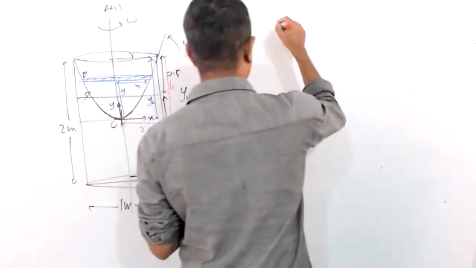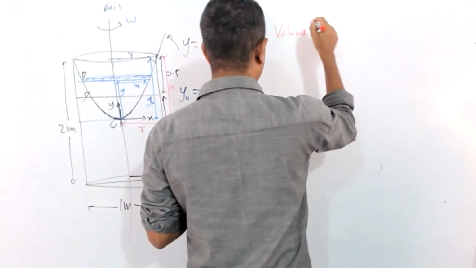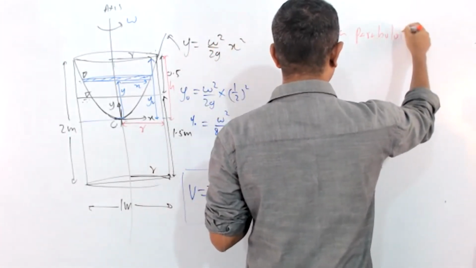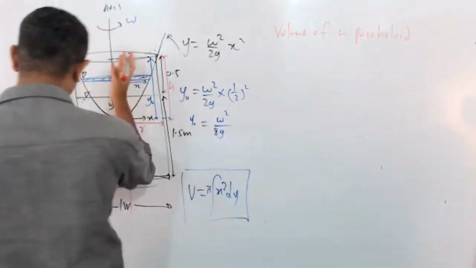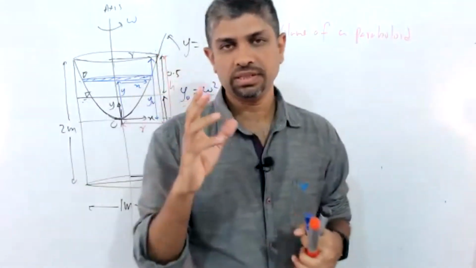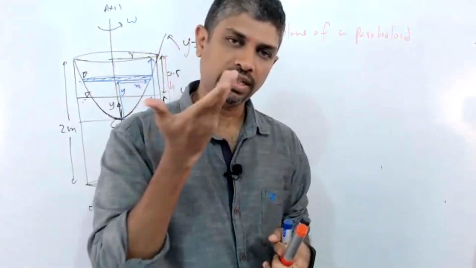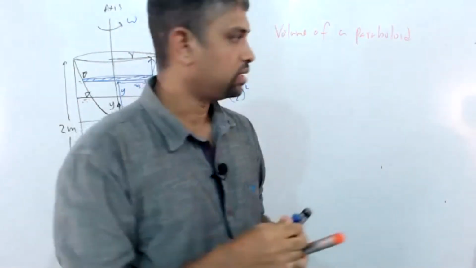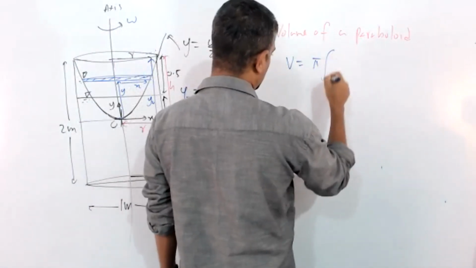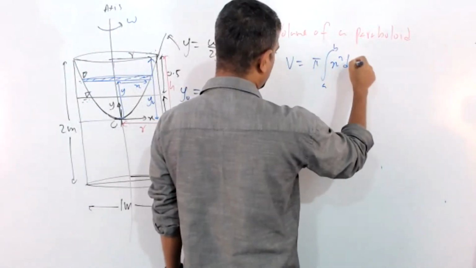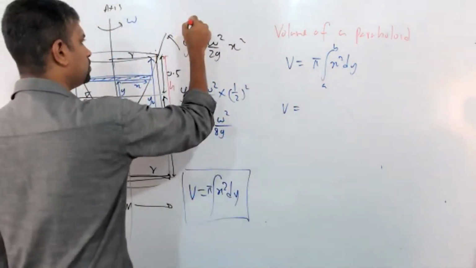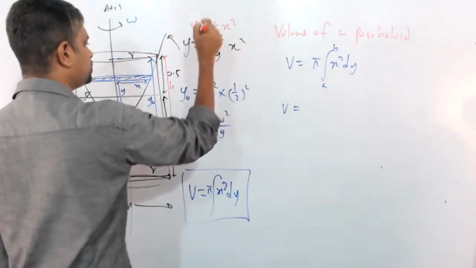Volume of a paraboloid. This 3D object is called a paraboloid. It is obtained by rotating a parabola, right? So the volume is given by the integral from a to b of pi x squared dy. Let's say the equation of the parabola is y equals k x squared in the general situation.